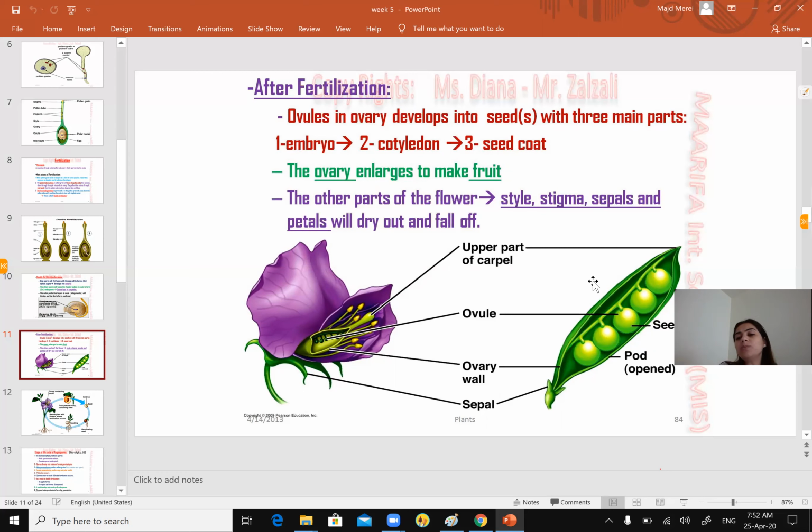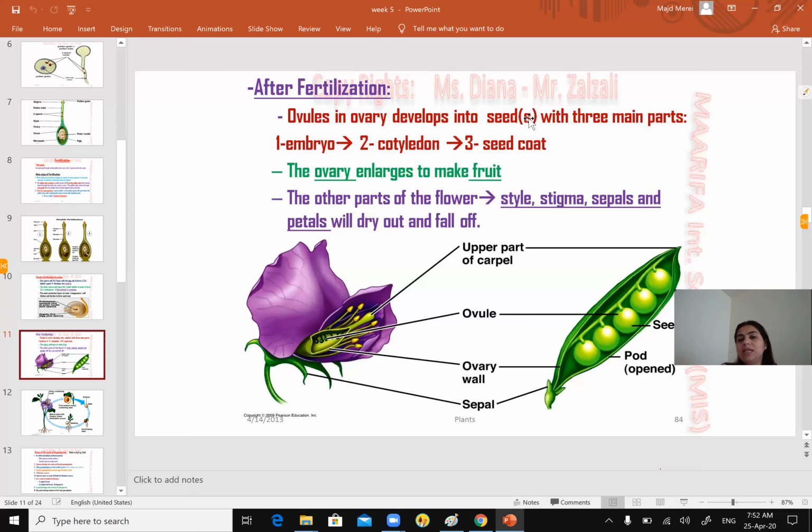But what about other parts of the flower? The petals, for example, and the stamen, they will dry out and fall off. So after fertilization, ovules in the ovary develop into seeds. The ovary enlarges to make a fruit. The other parts dry out and fall off.